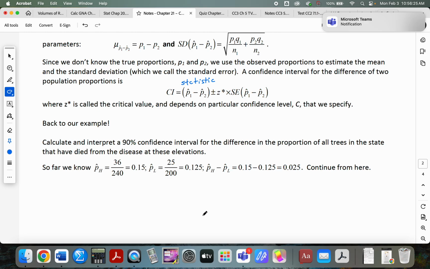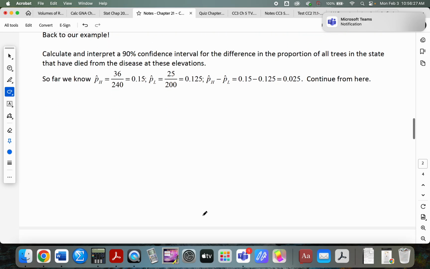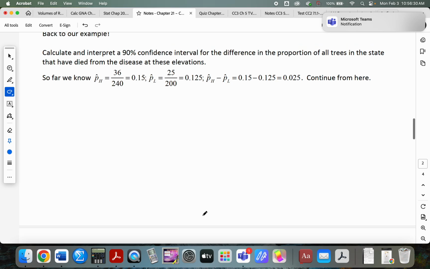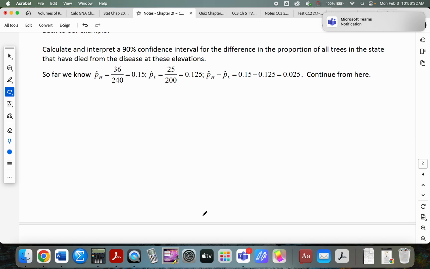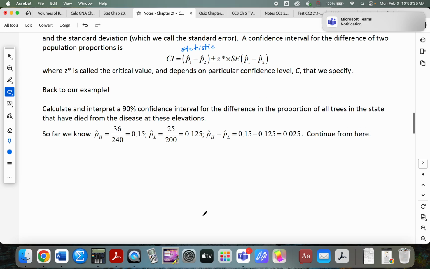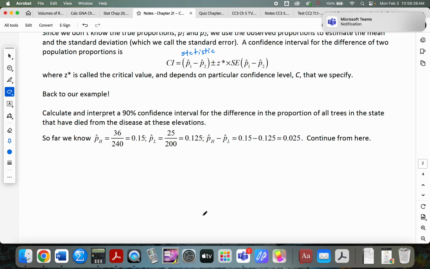All right. So let's go back to our example. Let's calculate and interpret a 90% confidence interval for the difference in the proportion of all trees in the state that have died from the disease. Our confidence interval is going to be equal to our observed difference, 0.025. That's our statistic. Plus or minus, we want to do a 90% confidence interval.